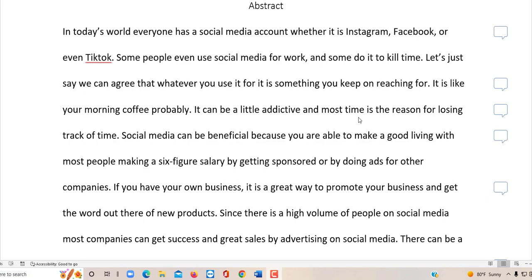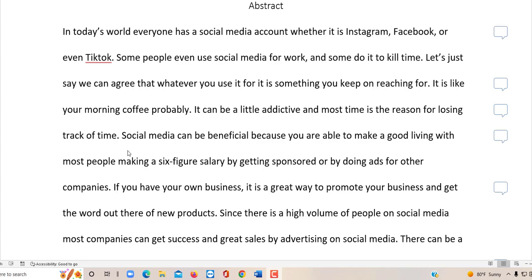"Most of the time, the reason is you lose track of time when you're on social media." However, so use a transition word, social media can be beneficial because a person, so get rid of you, because a person is able to make a good living with most people making a six-figure salary by getting sponsored or by doing ads on social media.